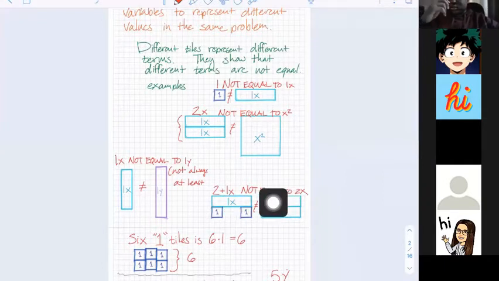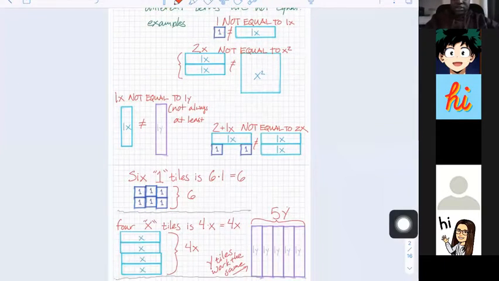So 2 plus 1x looks like this. And this is intended to show you that it's different from 2x. A lot of students think they're the same thing. Those students are wrong. A lot of students say, oh, 2 plus x is 2x. This proves that is inaccurate.